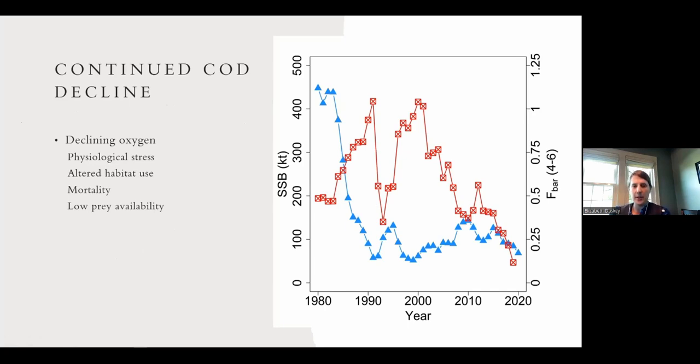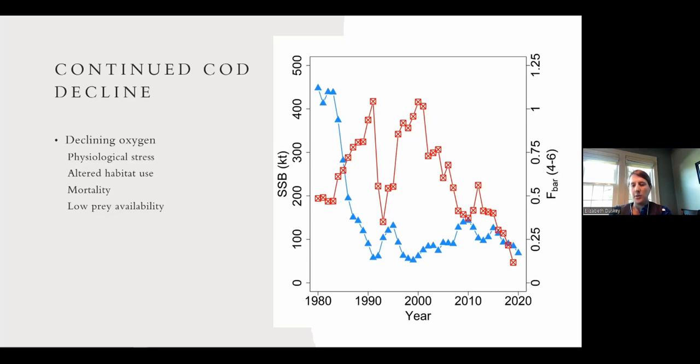So this graph here on the right is another with which many of us may be very familiar. This is a time series contrasting cod spawning stock biomass, or SSB, with fishing mortality through the past several decades. So generally, you can see that these are strongly negatively correlated throughout the time series. However, in recent years, SSB continues to decline despite declines in fishing mortality.